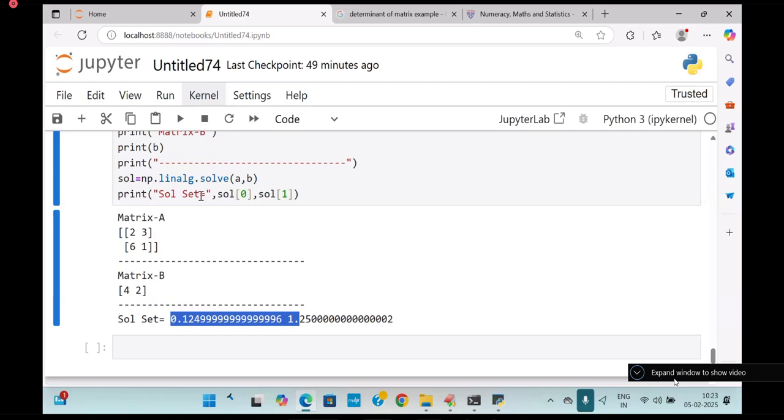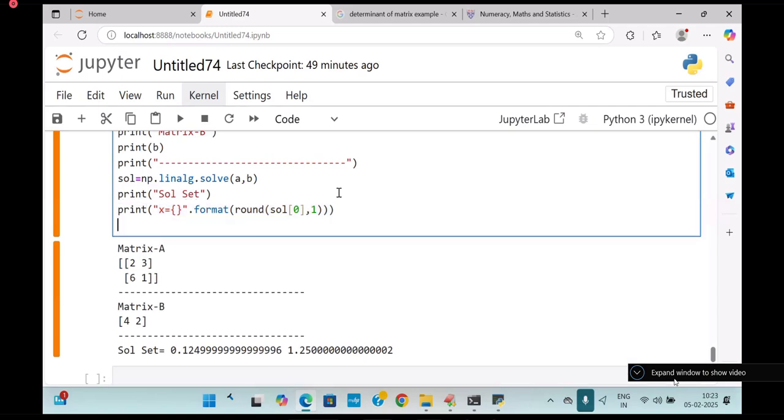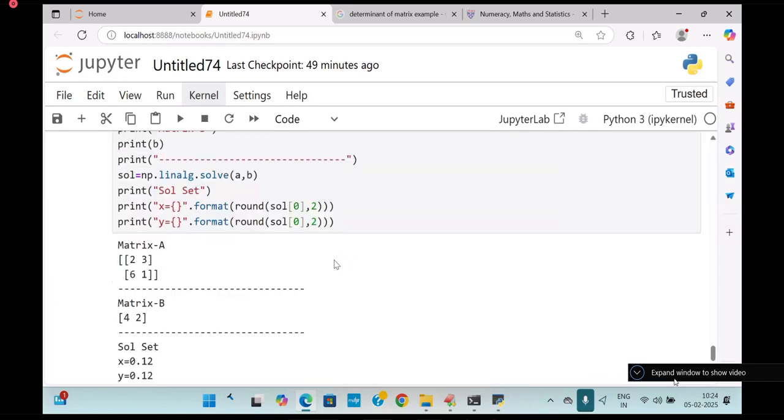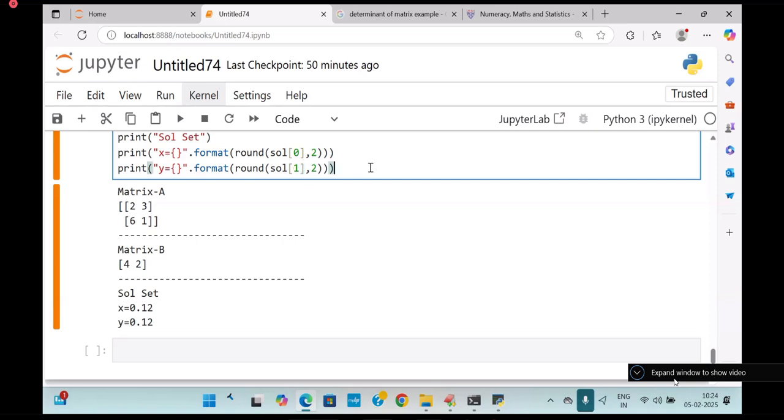I can write solution set. You just hold on. I will write print x is equal to dot format of round off. What is this now? Solution of 0, comma 1. Y value I am writing here. Something like 1 I am writing. This is a 2. 2 decimals I want to take up. So you are going to get it. The answer is called what? 1.25 is coming. This is 1. I need to go for 1.